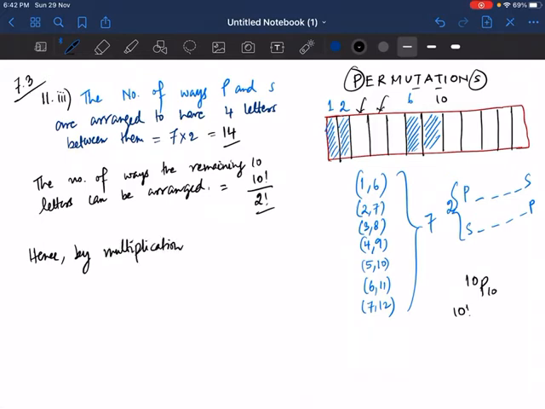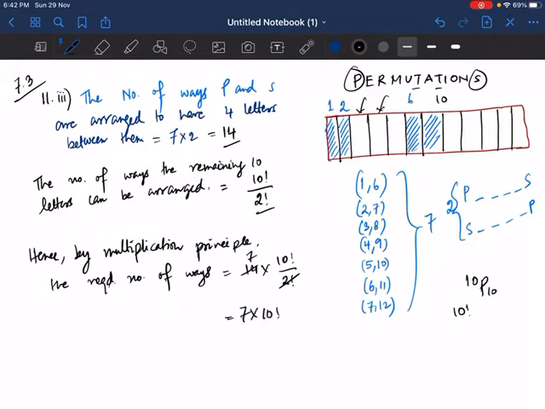the required number of ways is equal to 14 into 10 factorial by 2 factorial. So you have to multiply and you will get the answer. So 7 into 10 factorial. I hope you have to multiply with your calculator.